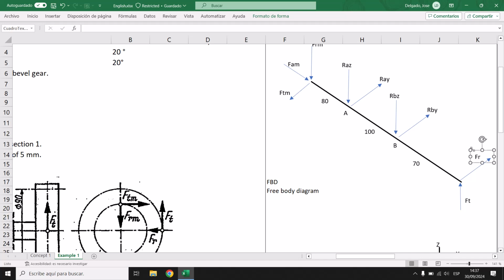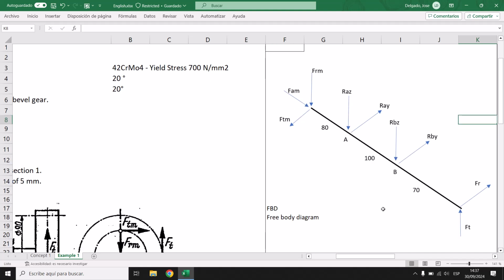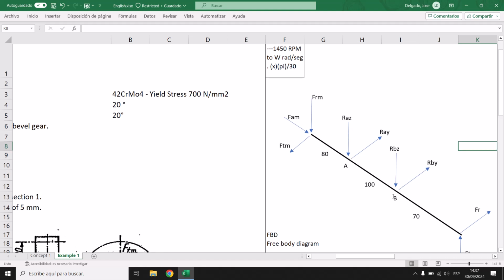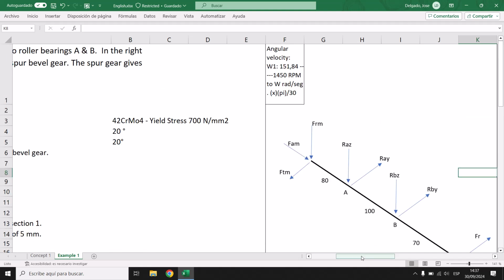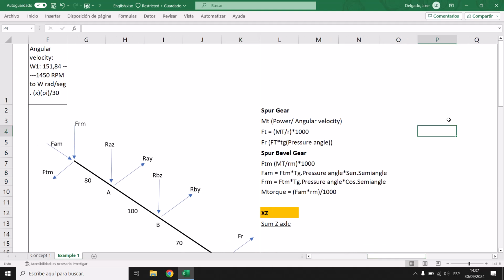Okay, now we have our free body diagram. So now we should start with calculating our reactions here on A and B, and for both axes, for Z and Y. So first of all, we should calculate our forces here, bevel gear and spur gear, to start here. So here I have this is a review, but this is our equation, our formula for spur gear and bevel gear.